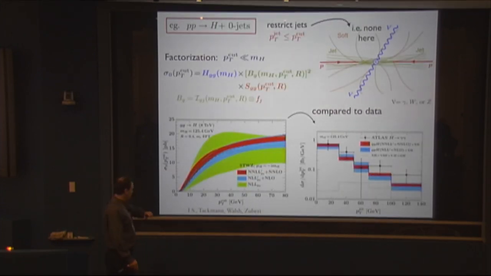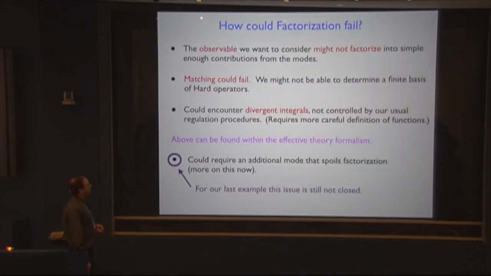There's some details which I'm a little short on time for, so I'm going to skip over. There are some details related to making cuts on the data, and you can derive factorization theorems even in the presence of the cuts. My group has worked on that, and you still get fair agreement with the data even when you make those cuts, and you have a more complicated factorization theorem than the one I showed you.